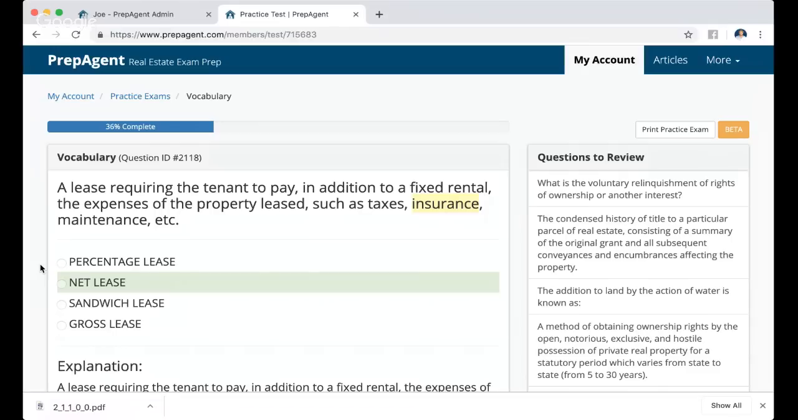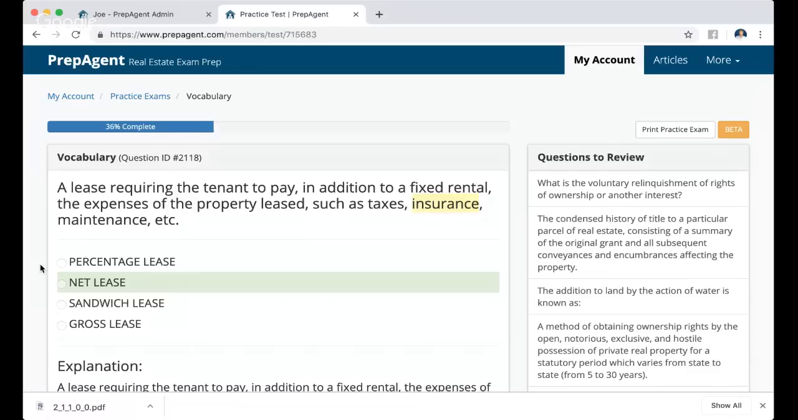The percentage lease is when you are paying rent based upon a percentage of the money coming in, just as it says. A net lease is when you are paying for taxes, insurance, and maintenance. People often refer to it as a triple net, but technically, it's just a net lease. Triple net is just a way of characterizing paying for taxes, insurance, and maintenance.